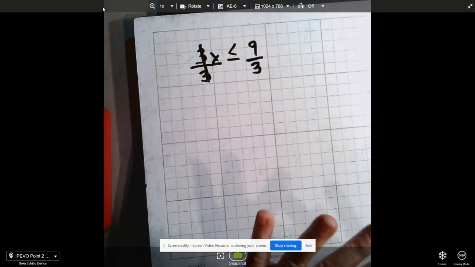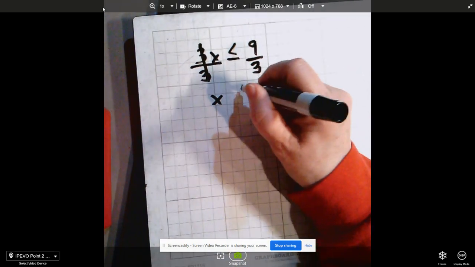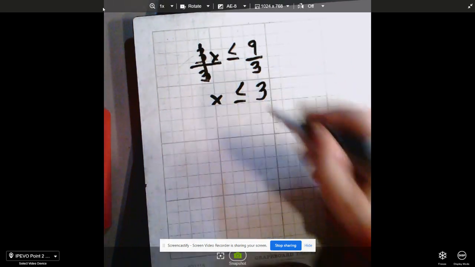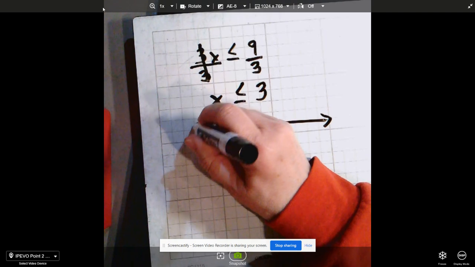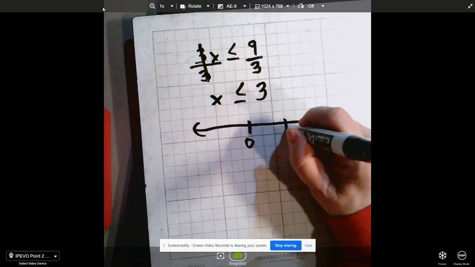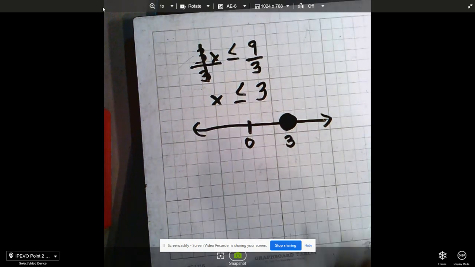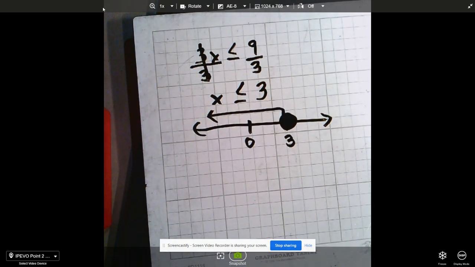I have no negatives, so I don't have to worry about flipping my inequality. So I'm just going to bring down the same inequality. 9 divided by 3 is 3. If I were to graph this solution, I'll put 0, I'll put 3. It's less than or equal to, so I'm going to color in my dot and then make it go that way. That shows all my solutions are less than or equal to 3.